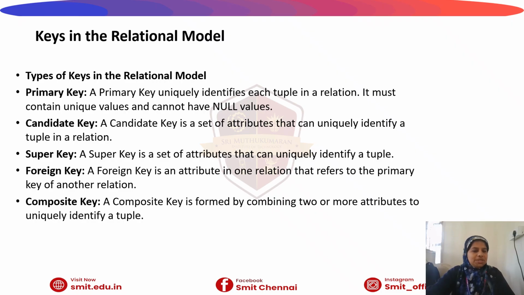So the primary key may not be suited for it. Next is candidate key. The candidate key is a set of attributes that uniquely identify tuples in a relation. A tuple is nothing but row-wise data in the relation. At that time, the candidate key will be used.